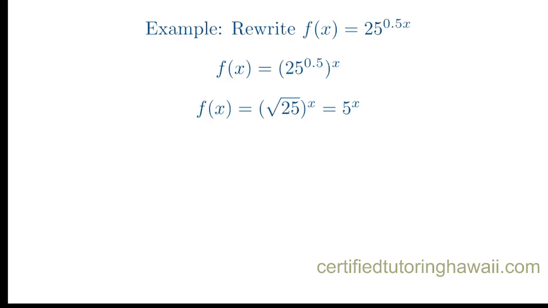So, our function, which was originally a horizontal stretch of y equals 25 to the x, is mathematically identical to the function y equals 5 to the x. The horizontal stretch by a factor of 2 is equivalent to changing the base from 25 to 5. Next, let's explore what happens when exponents are negative. In this scene, you will learn the negative exponent property and its connection to exponential decay.